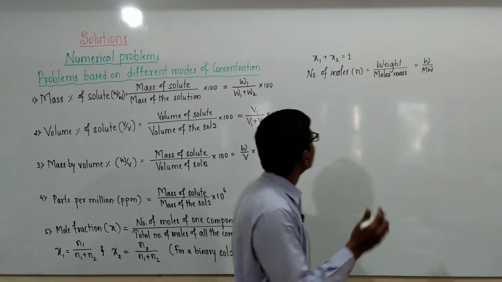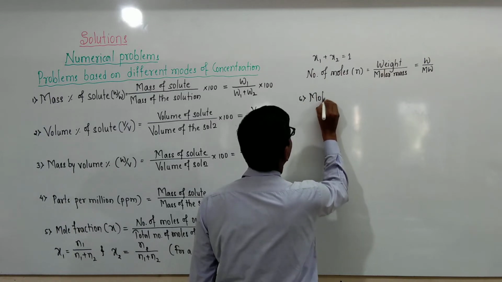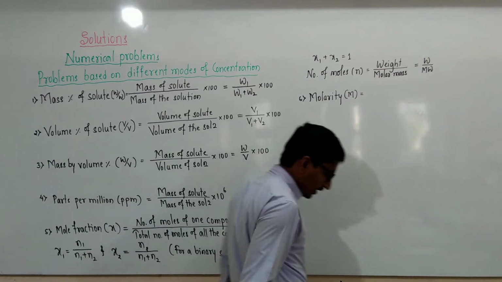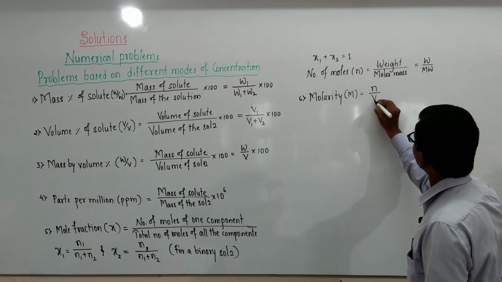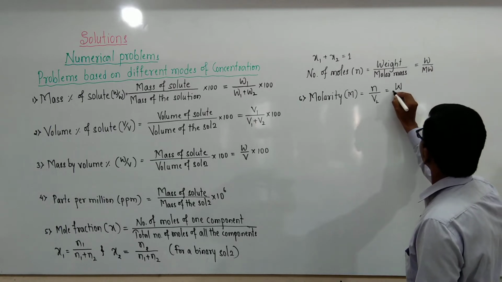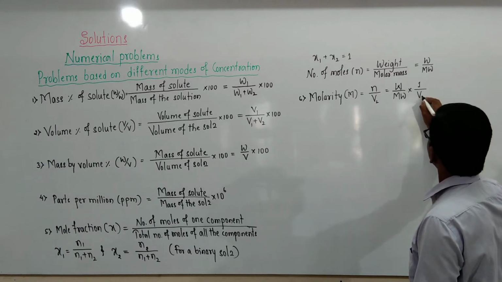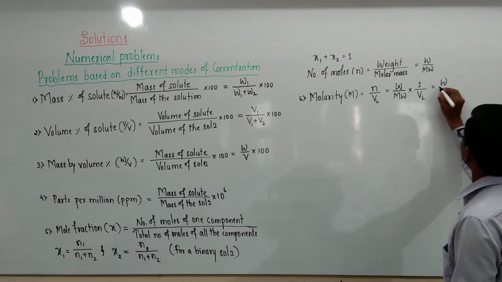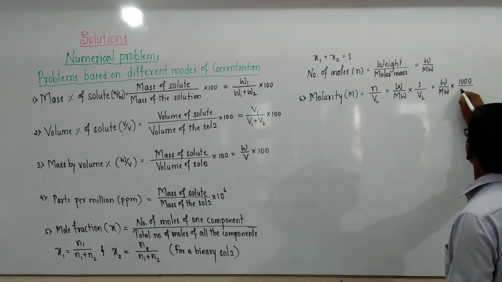Next concentration term, sixth one, molarity. It is denoted by symbol capital M. Molarity is the number of moles of solute per liter of the solution, N by V liter. It is also equal to number of moles is nothing but W by MW into 1 divided by V liter, or it is expressed in terms of ml. It is also represented like this, into 1000 divided by V ml.